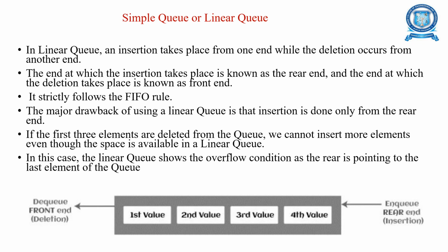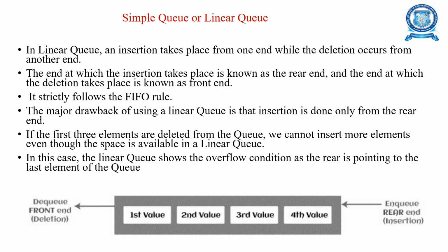Simple queue or linear queue. In a linear queue, insertion takes place from one end while deletion occurs from the other end. The end at which insertion takes place is known as the rear end. The end at which deletion takes place is known as the front end. That is the first in first out rule.